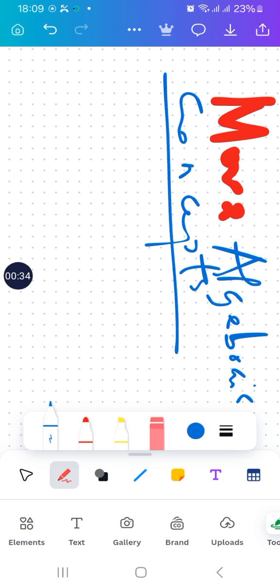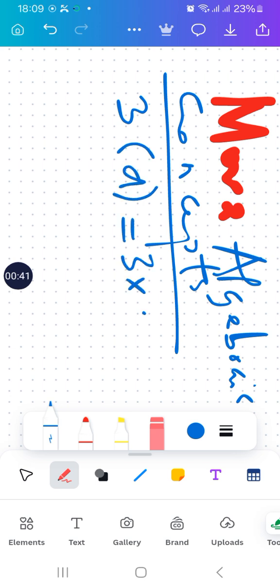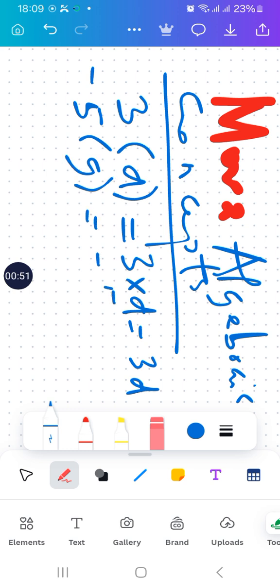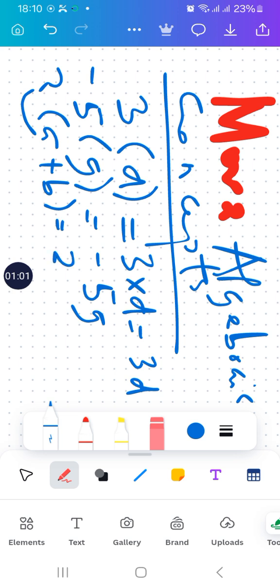Don't forget that in our previous class, we demonstrated how 3 into bracket d is the same thing as 3 multiplied by d, and that gives us 3d. We have also seen that minus 5 into bracket g will give us minus 5g. And we have also shown that 2 into bracket a plus b means 2 multiplied by a, that's 2a, then 2 multiplied by b, that's 2b. We have seen all of this in our previous class.